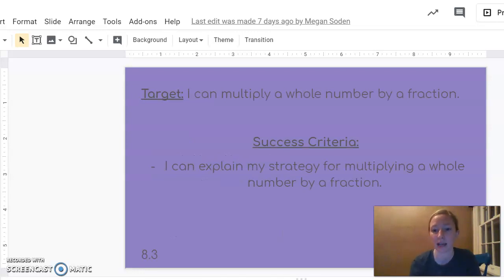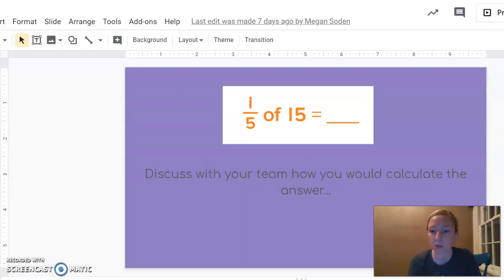So your target is I can multiply a whole number by a fraction. So your success criteria is I can explain my strategy for multiplying a whole number by a fraction. Okay, this brings us to the problem of 1/5 of 15. So I'm going to show you quickly how you would solve a problem like that.